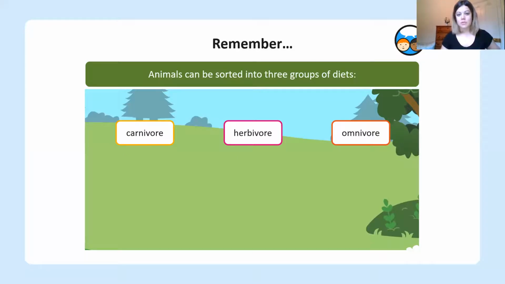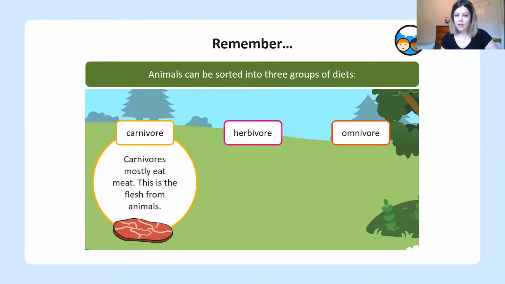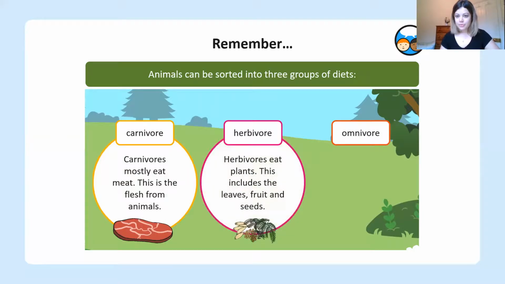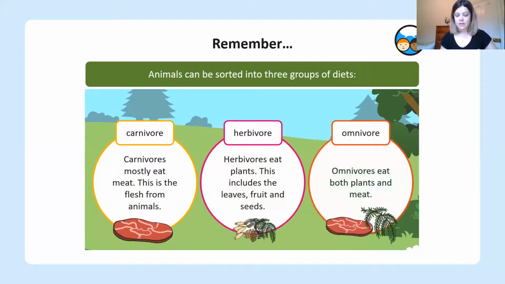Remember, animals can be sorted into 3 groups of diets. Carnivore, like our cat. Herbivore, like our snail. And omnivore. Okay, so this should be really clear for you now because we've gone over it lots.